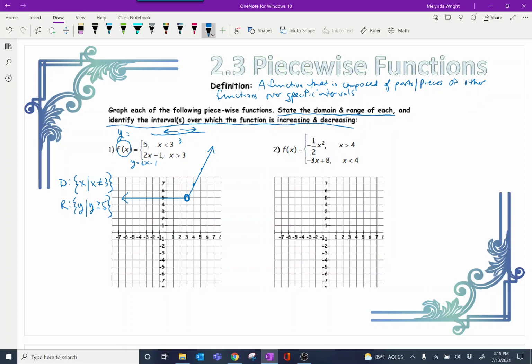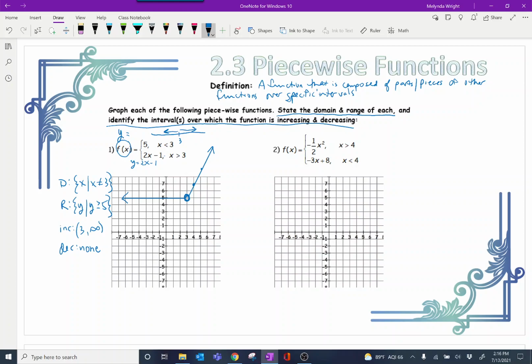Intervals of increase and decrease. This is interesting. On the interval from negative infinity to 3, there is no increase or decrease. It's constant. So we basically just have increase. Remember, the increase we write in x values, from 3 to infinity. Decrease, there isn't any. There is no location where it decreases, so that would be none. Okay, great. Now let's move on to the second one.